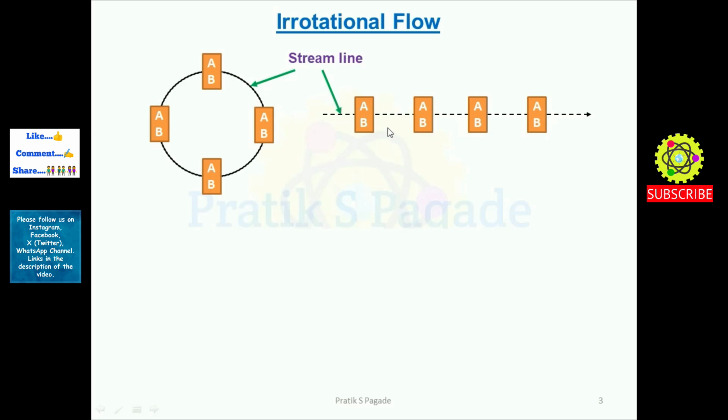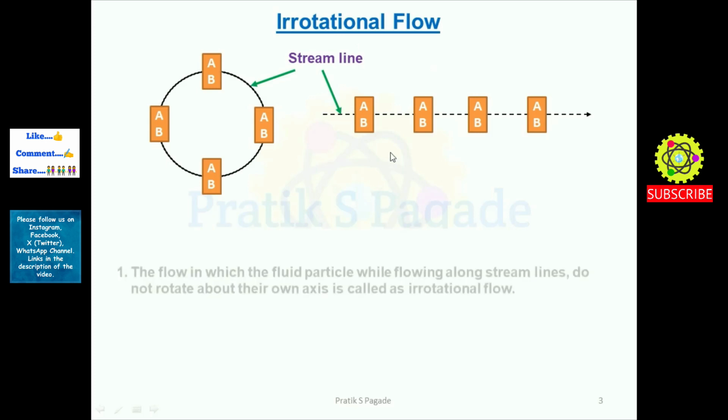Now in the second case also, fluid is flowing in the streamline, and here it is a fluid particle, and there is no rotation of the fluid particle. A is the topmost nomenclature and B is the bottommost in each of the first, second, third and fourth positions of the particle. So the flow in which the fluid particle is not rotating about its own axis while flowing in the streamline is called irrotational flow.